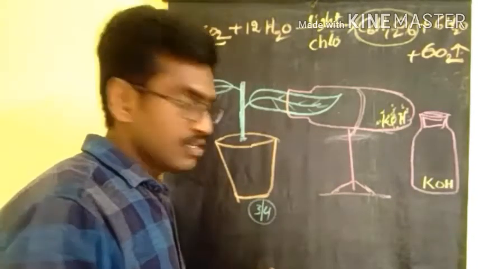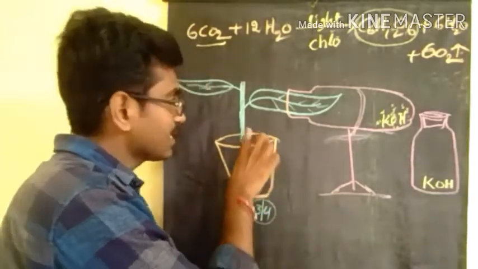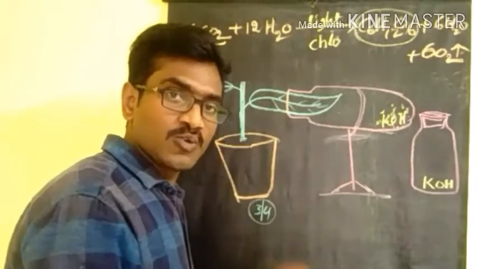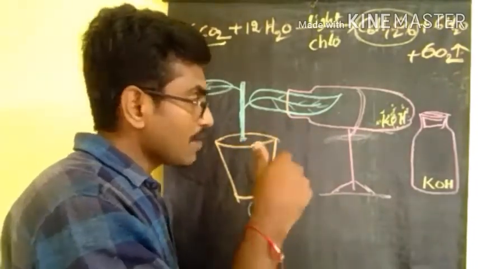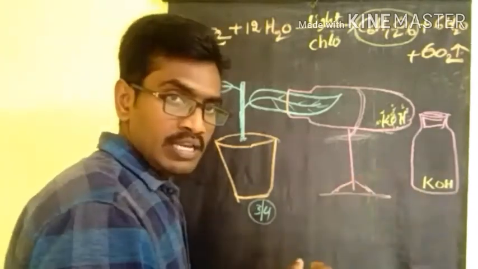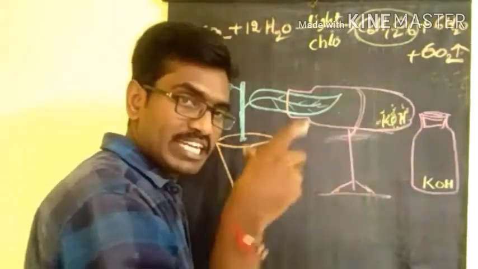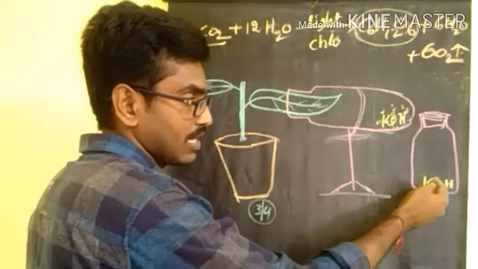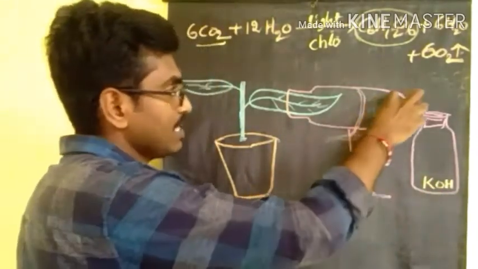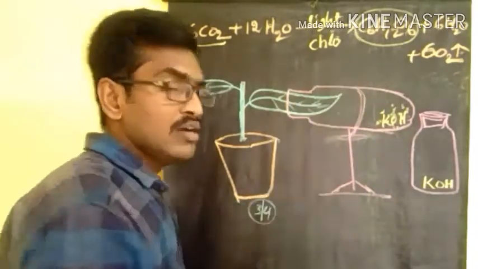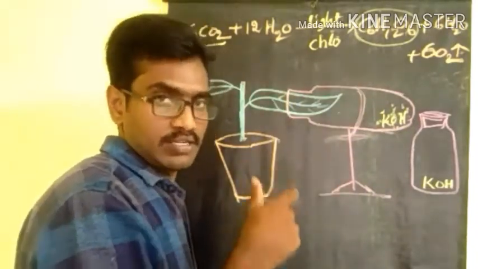What we did here: for 3 to 4 days we kept this plant in the dark room to remove the starch which is present in the leaves. After that we took a glass bottle which has a split cork, and we took KOH solution into it to remove the carbon dioxide. Then we insert half of the leaf into the bottle through that split cork.